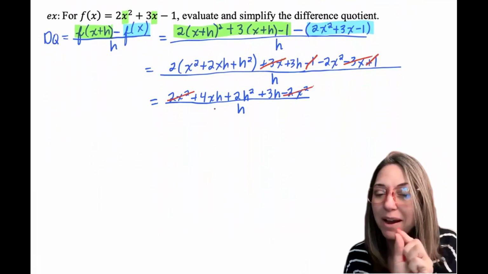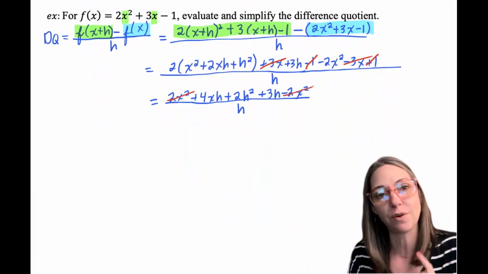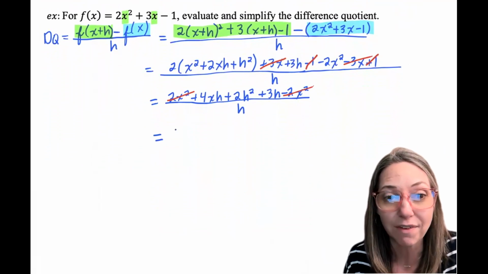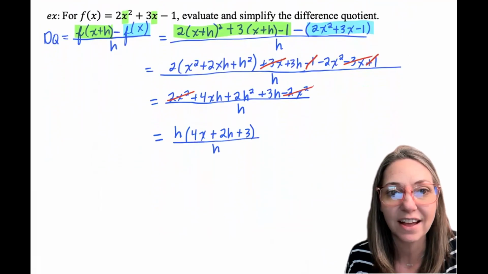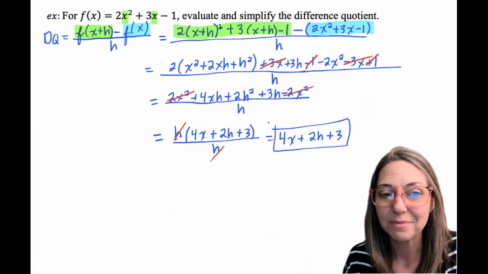Boom. And everything remaining should have an h. If you have a term left at this point that does not have an h, then you have made a mistake and you need to go recheck your work. So now we can factor out an h. That leaves us with 4x plus 2h plus 3 all over h. And that h divided by h cancels, and we are left with 4x plus 2h plus 3. And that's our difference quotient.